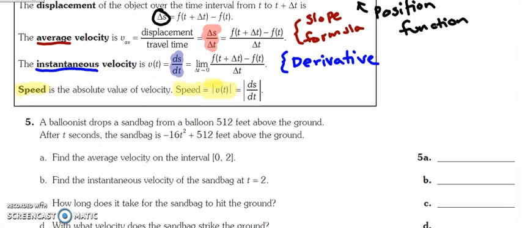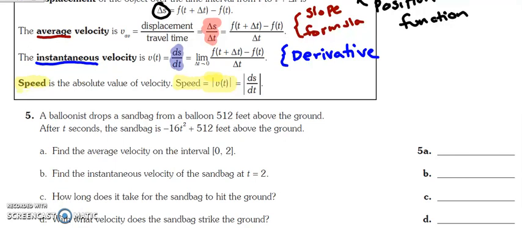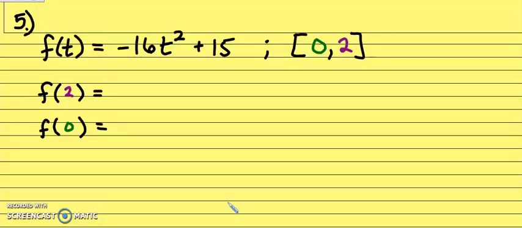So if we look at problem number 5, we can now apply some of these new concepts. And I'm not going to spend time reading it, you guys can read it, but it's pretty much giving us a function. We're asked to find the average velocity on the given interval. So we can use the slope formula because it's asking for the average. Okay, so we have f of t equals negative 16t squared plus, well, not 15, 512. And we want to use the slope formula.